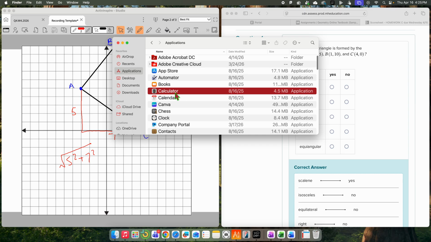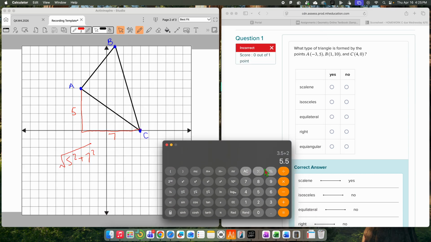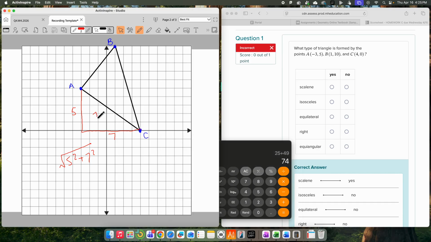25 plus 49 equals 74. So the length here is the square root of 74. It's going to be irrational, so I'm just going to leave it in a radical for now. Square root of 74. I'll do the same thing for A and B.